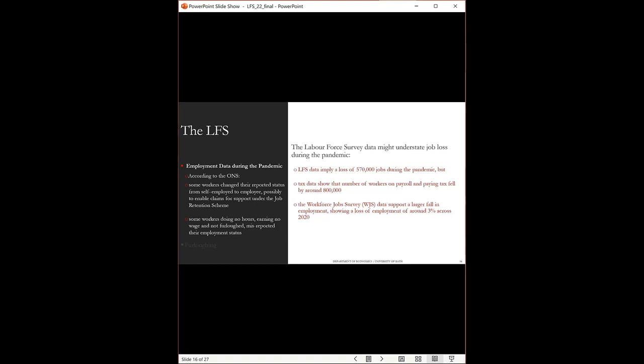Also, there were workers who were doing no hours, earning no wage, and were not furloughed, but still reported themselves as employed. For example, business owners who could not access support under a government scheme, or zero-hour contract workers. There was a bit of a gray area between what was called being employed and being unemployed or non-employed during the pandemic.